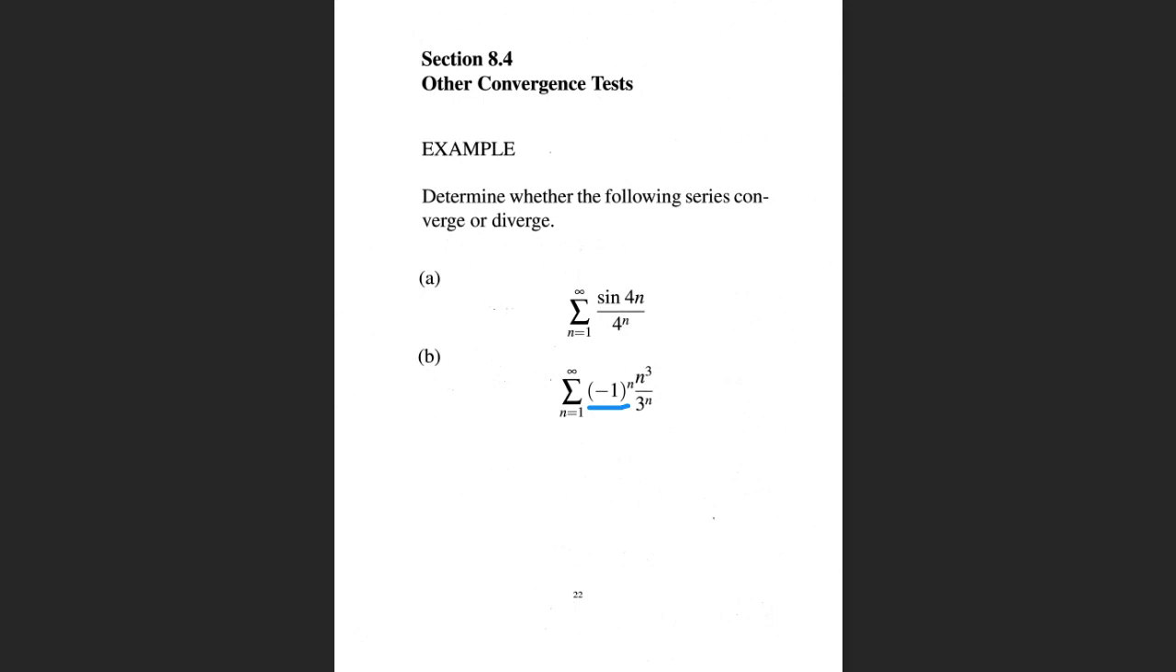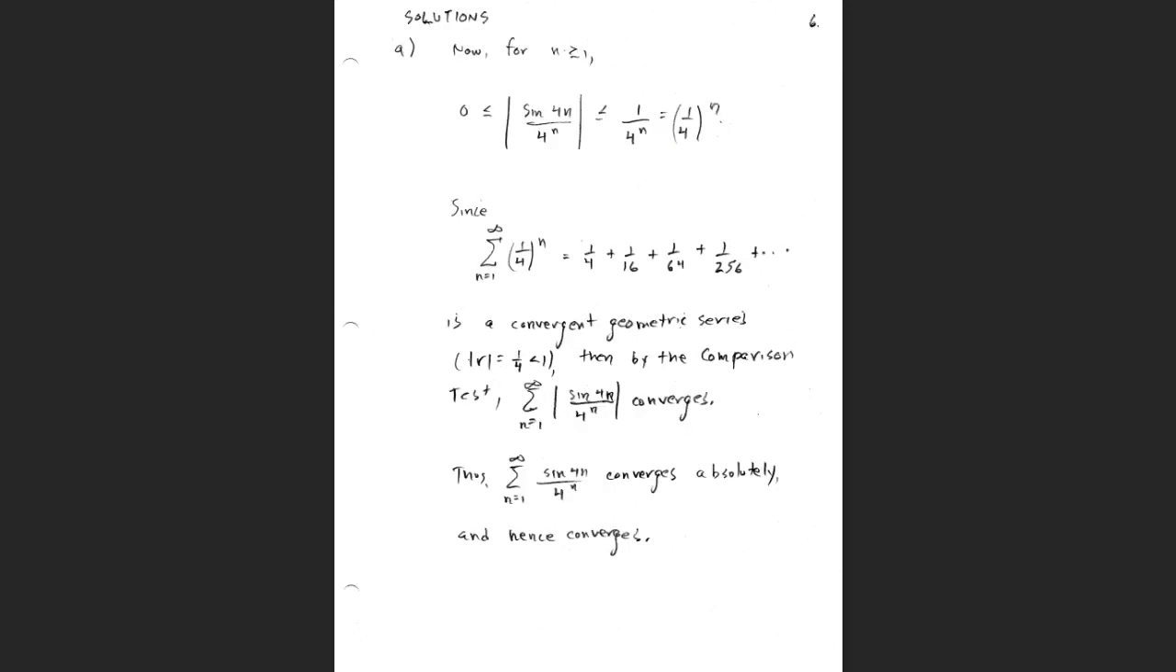A sine of any angle is always bounded between 1 and -1. So that means if we were to take the absolute values of these terms in part A, we could bound them. And that means we can use the comparison test. So let's go here to the solution.